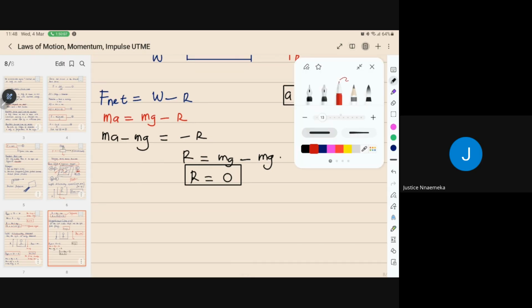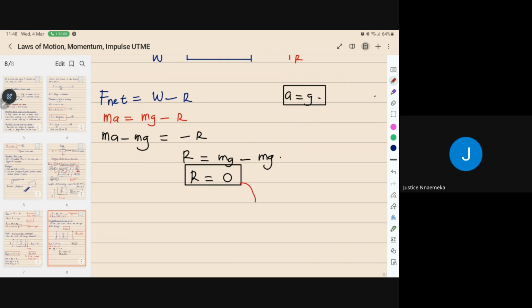So here, you see that apparent weight equals 0. So what does that mean? The scale reads 0. This is weightlessness.